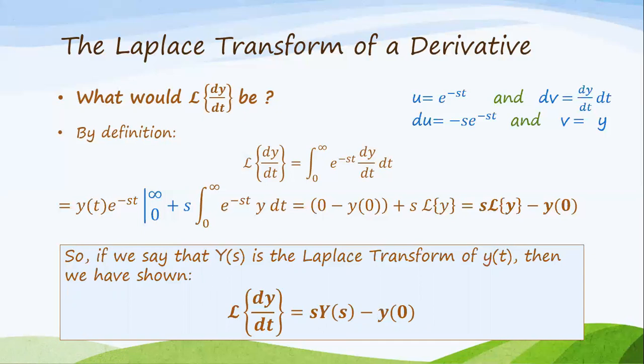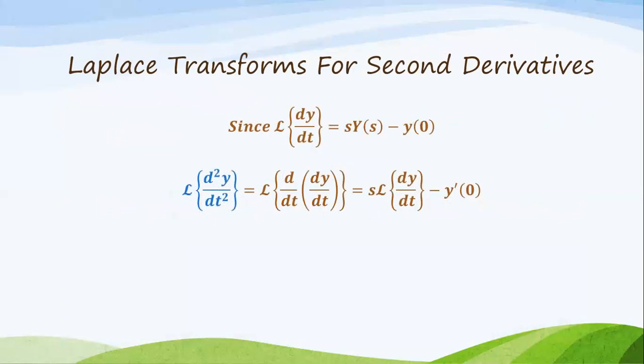Indeed, it can be extended. If we wanted to use that to say find the Laplace transform of a second derivative, if we use that result, we could say that the Laplace transform of the second derivative of y, since the second derivative is the derivative of the derivative, we could use the same result. It would tell us that the Laplace transform of the derivative is s times the Laplace transform of the first derivative minus the first derivative evaluated at 0.